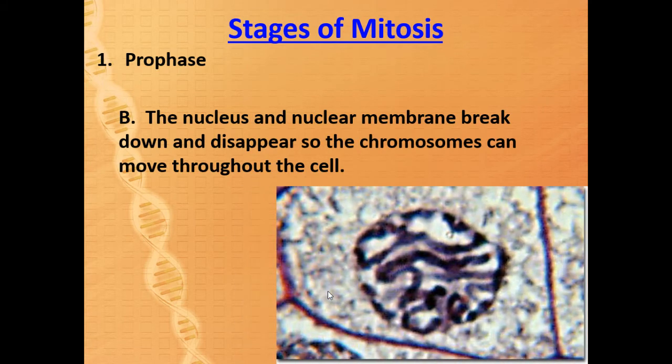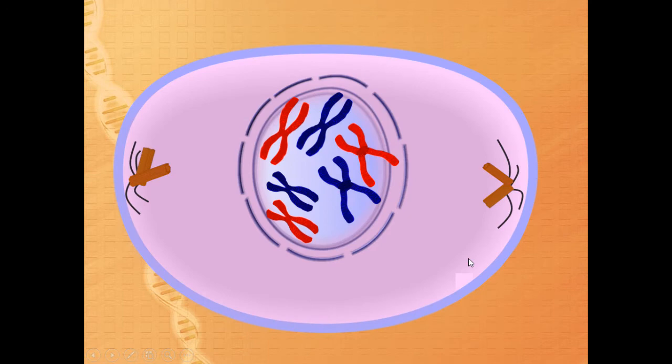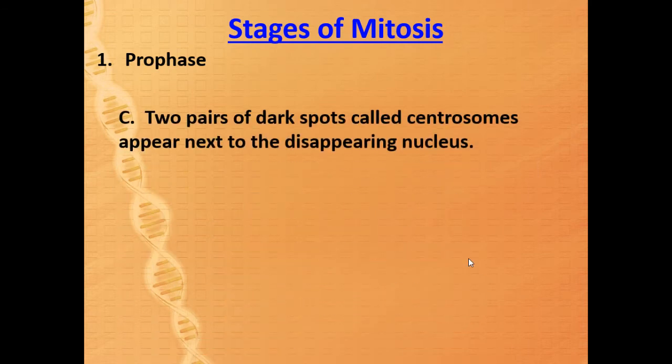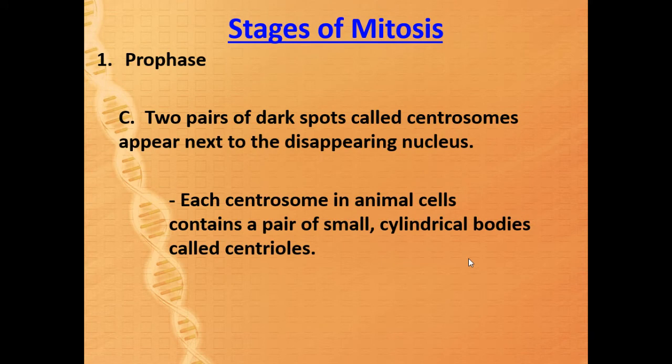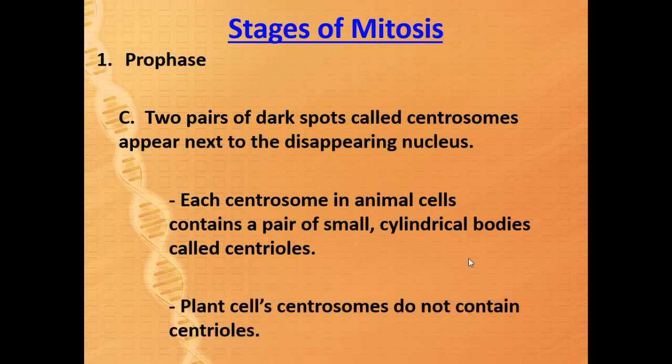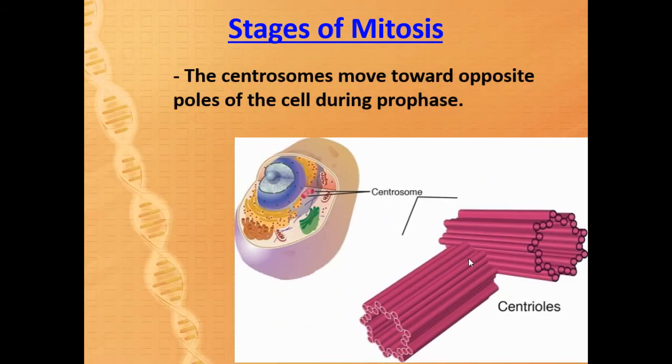the cell, and you can see that there's no big black balls anymore. It is kind of separated. You can see the individual strands. It's a little easier to see whenever we draw pictures or representations of what's going on. 2 pairs of dark spots called centrosomes appear next to the disappearing nucleus. Each centrosome in animal cells contains a pair of small cylindrical bodies called centrioles, and plant cells don't have these centrioles. The centrosomes are going to move to opposite poles of the cell during prophase.